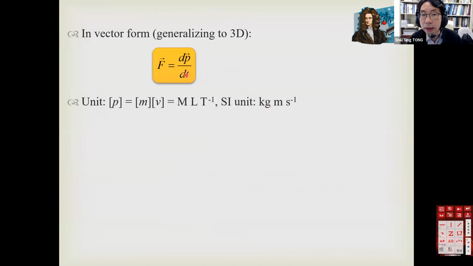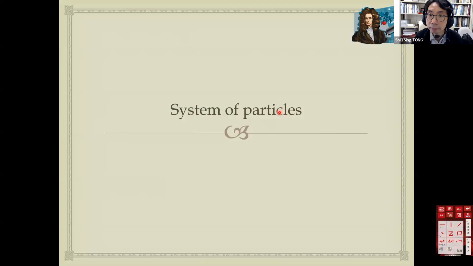Now, we can easily make a generalization to 3 dimensions. We simply replace the scalar value with the vector. Okay, m dv vector/dt is equal to the net force F. And momentum has a dimension of mass multiplied by the dimension of velocity, and that gives me a dimension of MLT^-1. And the SI unit is kilogram meter per second. The mass is in kilograms, and the unit of velocity is meter per second. So momentum has a unit of kilogram meter per second in SI units.